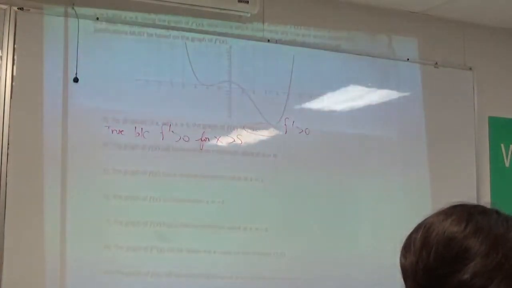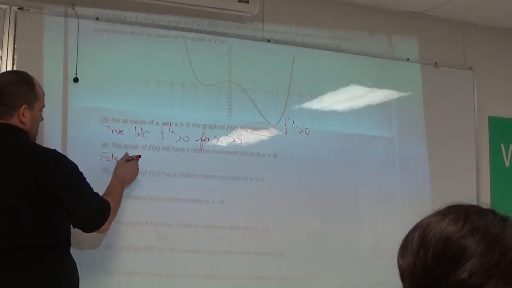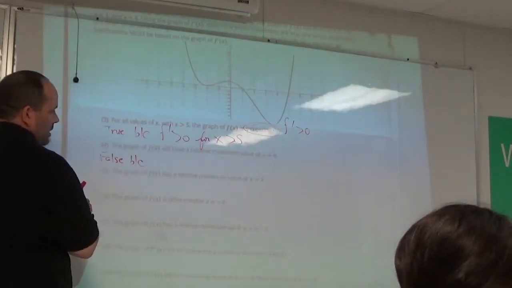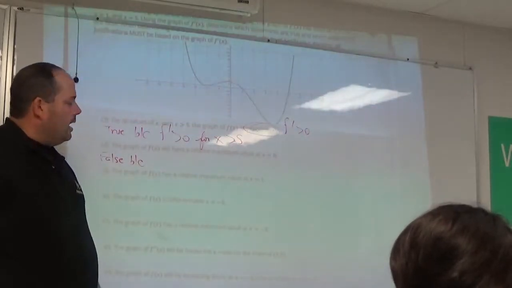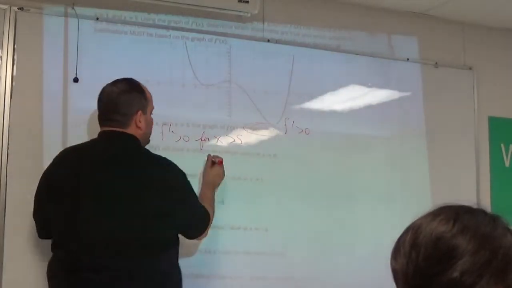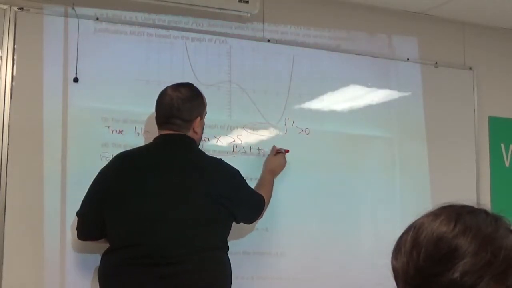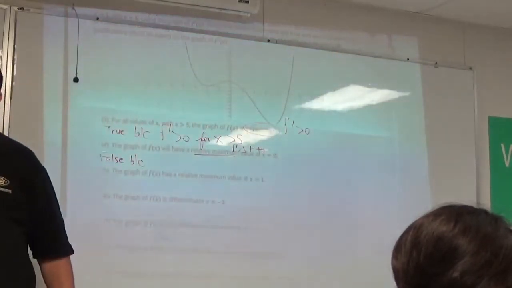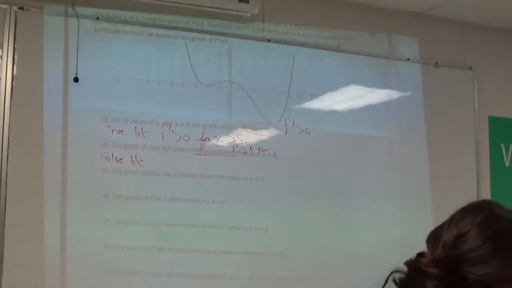Number 4, the graph of f will have a relative maximum at x equals 0. Daisy, we said false. False, because the relative max of f of x will be at x equals 1, since at x equals 1 it is changing from positive to negative. Okay. The important thing here is that if f has a relative max, what I heard you say is that f prime changes from positive to negative, above the x-axis to below the x-axis. Is that happening at 0?